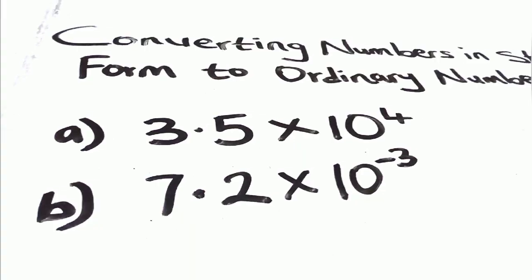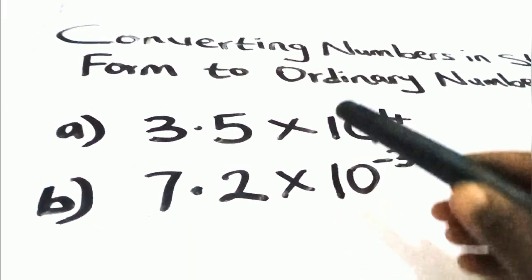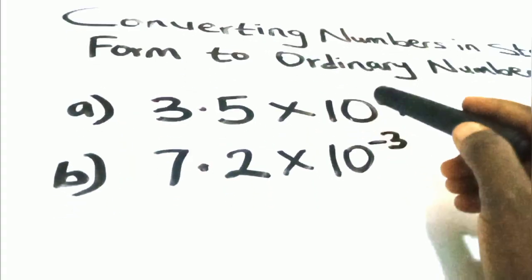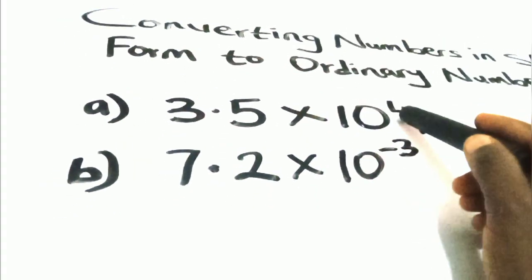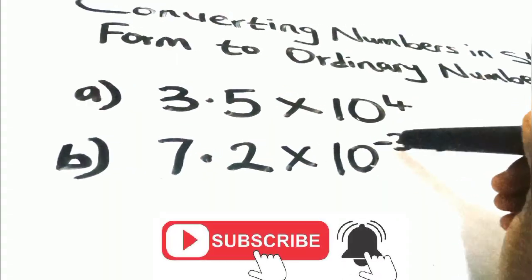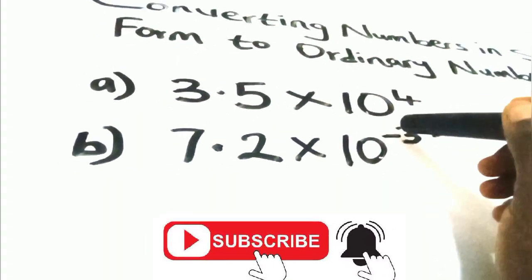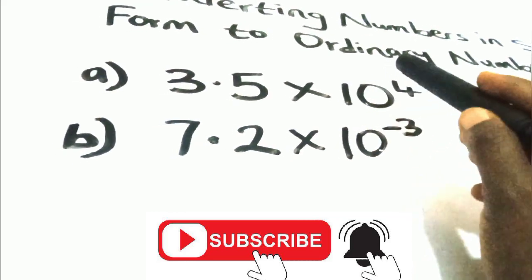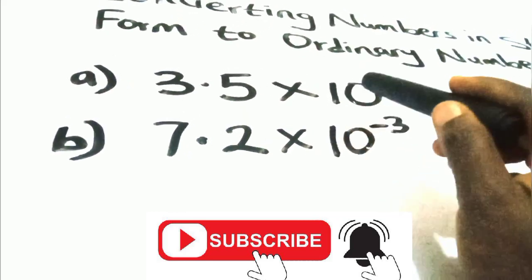The steps we use to convert to ordinary form. First, you check the powers of 10. You must always check this power of 10. And look at this. The power of 10 here is 4 and it is positive 4. And here the power of 10 is negative 3. That's minus 3.